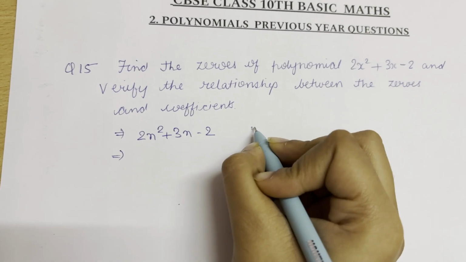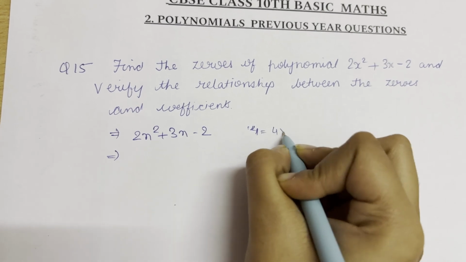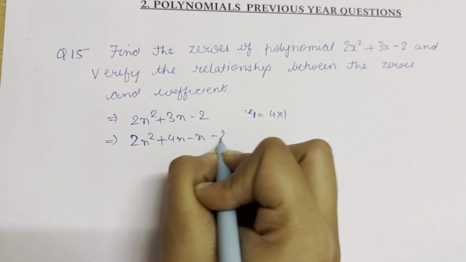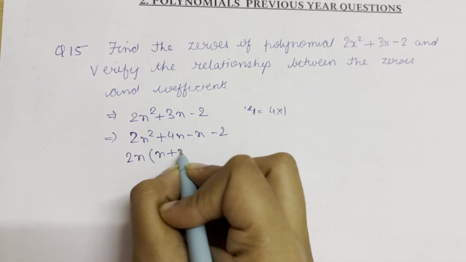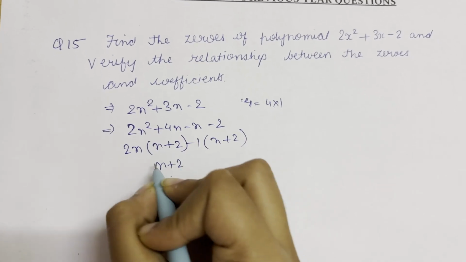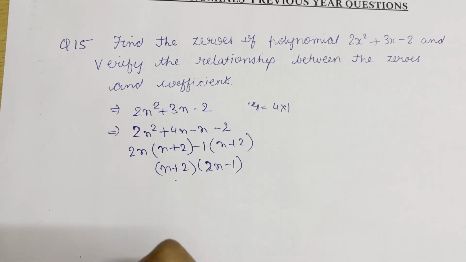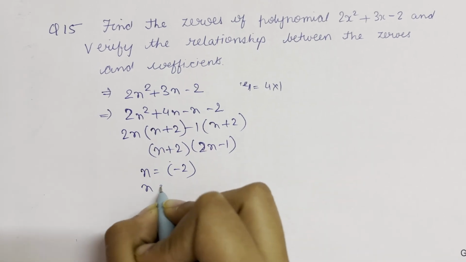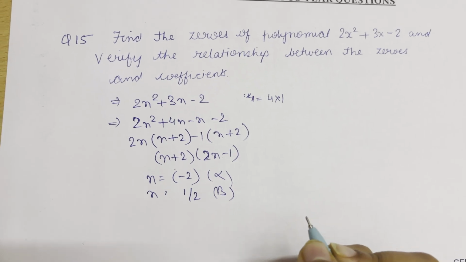The product of a into c is 4. So that could be split as 4 into 1. 2x square plus 4x minus x plus 2. If I take 2x common, I can get x plus 2, and minus 1 common here, I can again get x plus 2. x plus 2 could again be taken as common, and 2x minus 1 common from this side. So x is equals to minus 2 and x is equals to 1 by 2. This could be taken as alpha and this could be taken as beta.